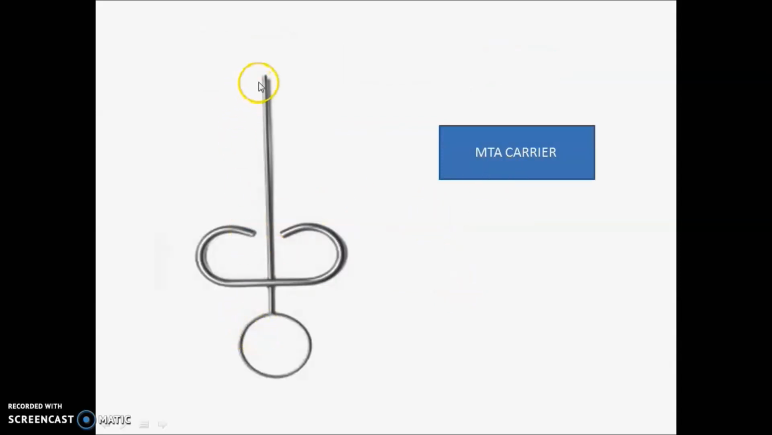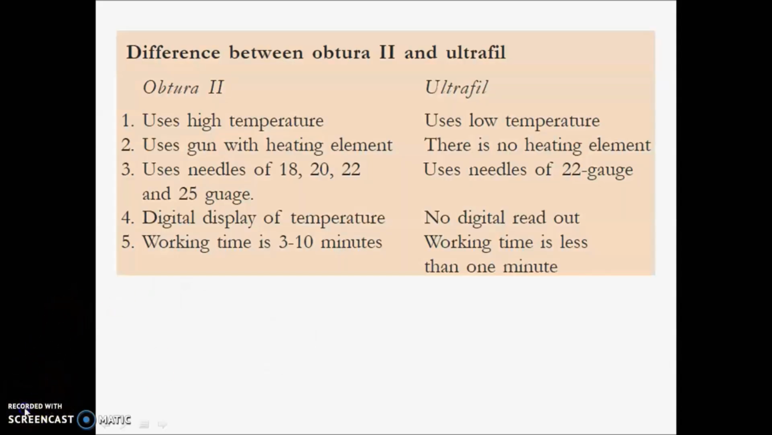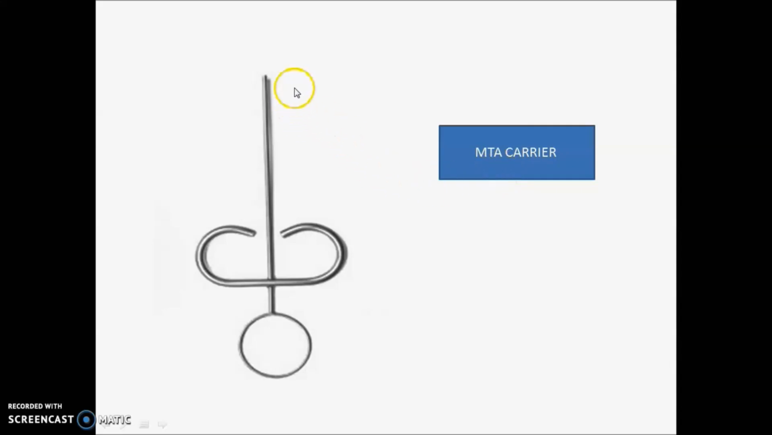Then this is your MTA carrier used for apexification, and you can also use it in case of your pulpotomy when using MTA. This MTA carrier will help in carrying MTA into your pulp chamber as well as to the root end. So aspirants, this is your MTA carrier, most commonly used in MTA apexification and MTA pulpotomy. So this will help you in carrying your MTA. And this plunger will come which will force the MTA.